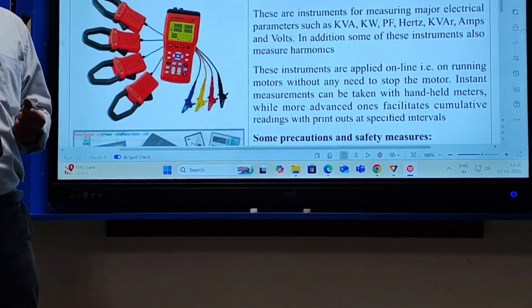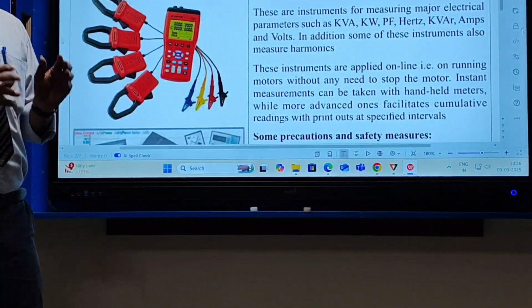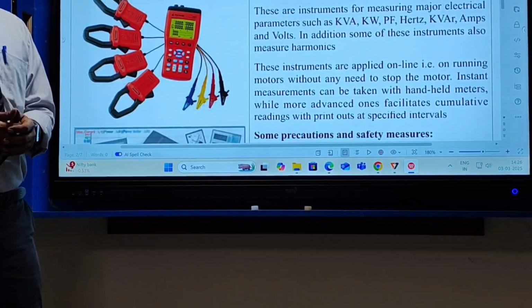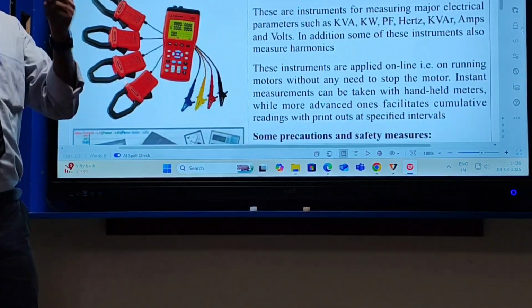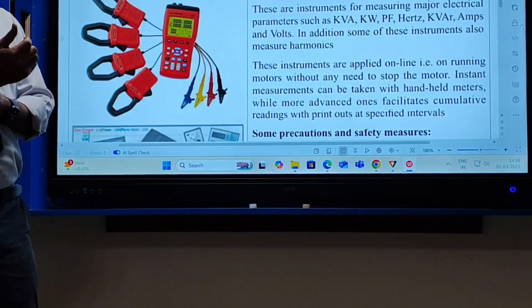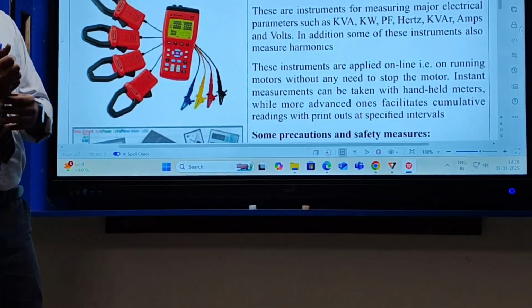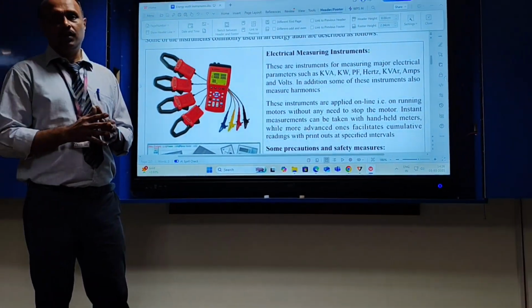And what are the precautions you have to take when doing the measurements? You have to use a proper dress code. For example, you have to wear shoes and a helmet. Proper gloves have to be worn. The hands should not be wet at all.